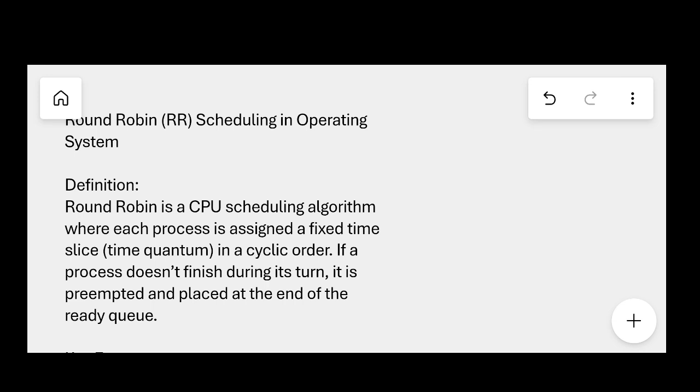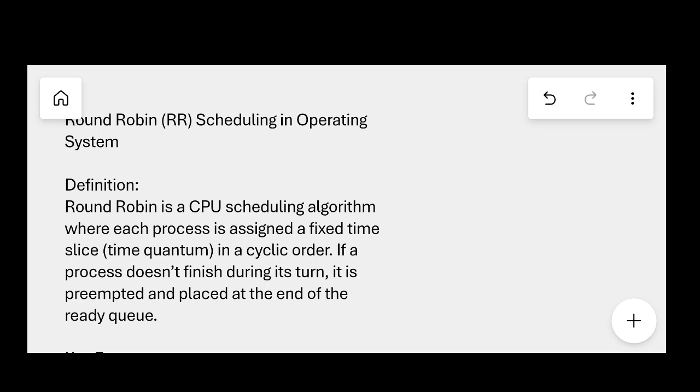Round robin is a CPU scheduling algorithm where each process is assigned a fixed time slice, the time quantum, in a cyclic order. If a process doesn't finish during its turn, it is preempted and placed at the end of the ready queue.